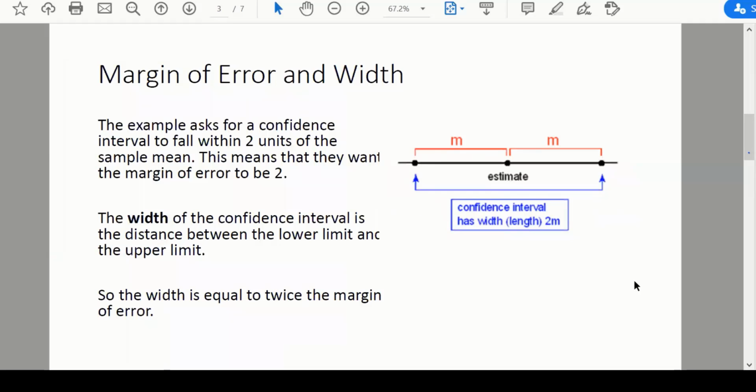So the example asks for a confidence interval to fall within 2 units of the sample mean. This means that they want the margin of error to be 2, but the width of the confidence interval is what StatCrunch asks for. So remember that our x bar sits in the middle with a margin of error on either side that makes up the width. So the width is twice the margin of error. That's the key to remember when you're doing the problem. If you're getting the wrong answer, check that you actually use the width and not the margin of error. The way to find it is look for that word within. That's a clue.